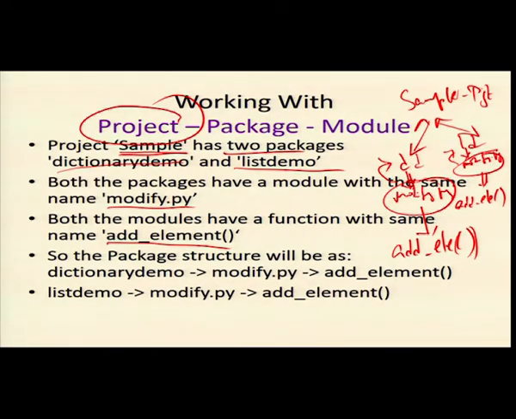So, the package structure will be like dictionary demo, modify.py, add element function. This is a module, modify.py is a module name, dictionary demo is a package name, add element is a function. Similarly, list demo is a package name, and from list demo, modify.py is a module name, and from modify.py, add element is a function name. So, this is how the scenario comes in.